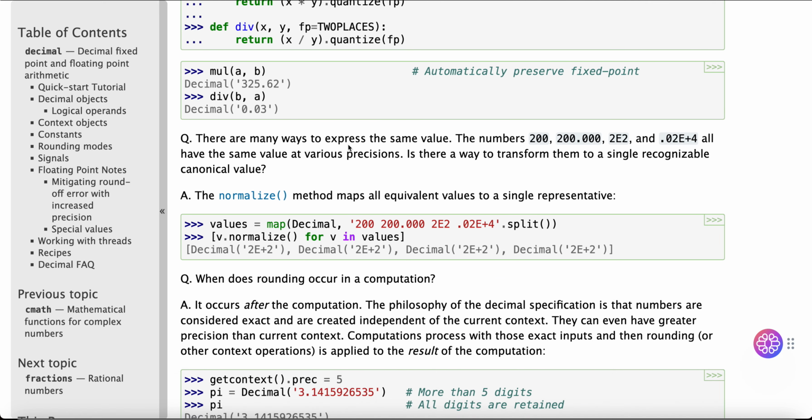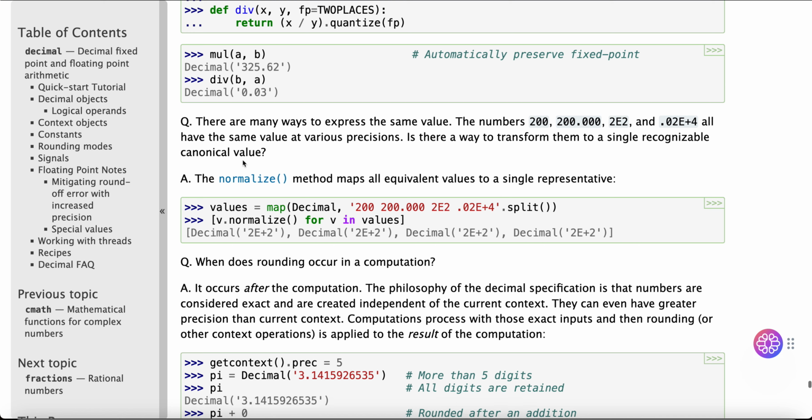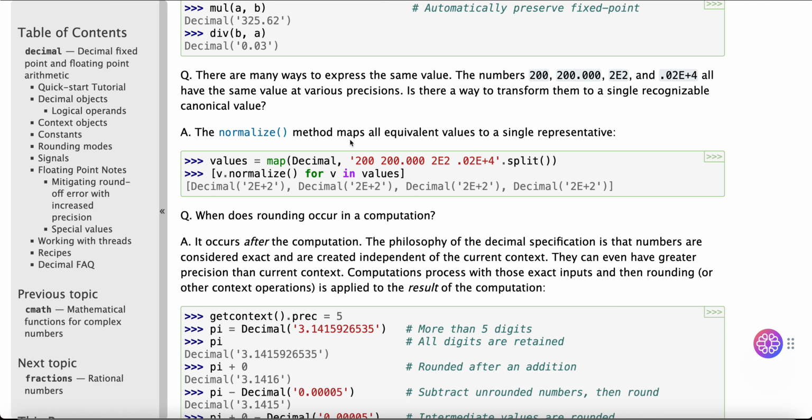Q. There are many ways to express the same value. The numbers 200, 200.000, 2E2, and 02E+4 all have the same value at various precisions. Is there a way to transform them to a single recognizable canonical value? A. The normalize method maps all equivalent values to a single representative value: values = map(Decimal, '200 200.000 2E2 .02E+4'.split()); [v.normalize() for v in values].